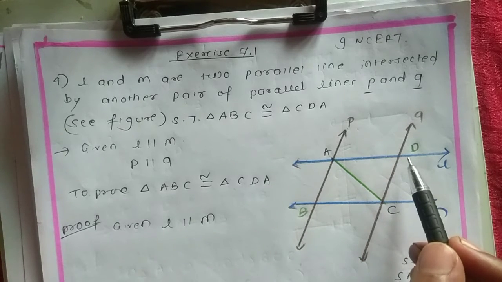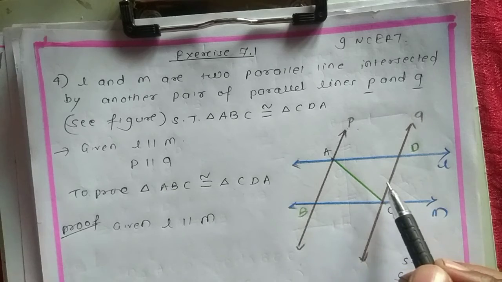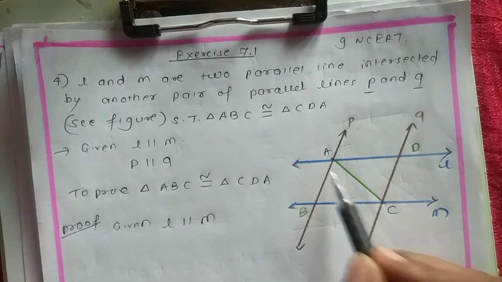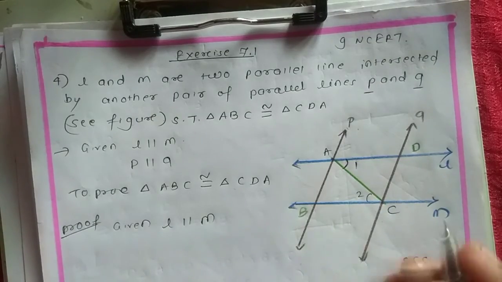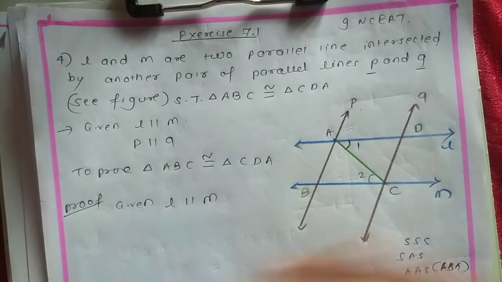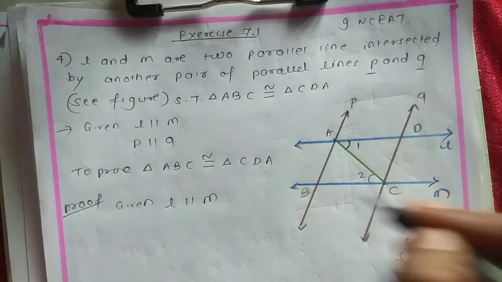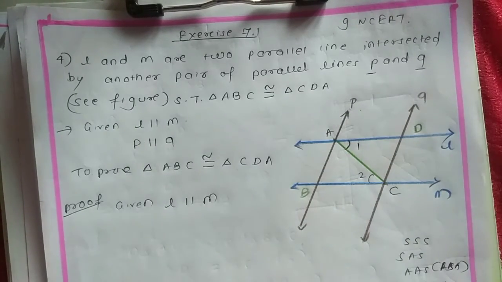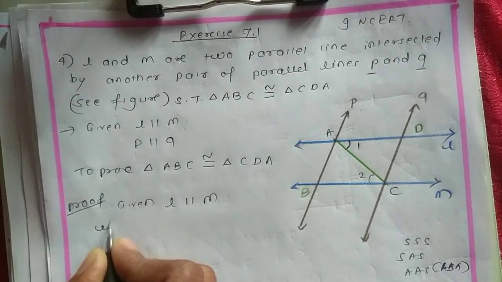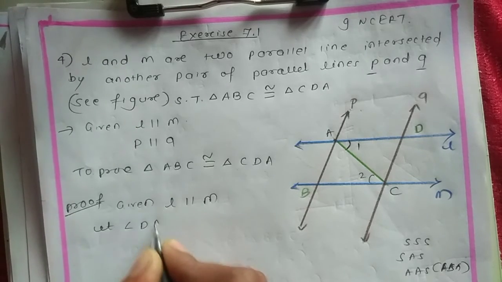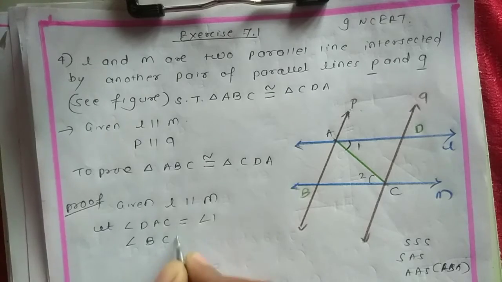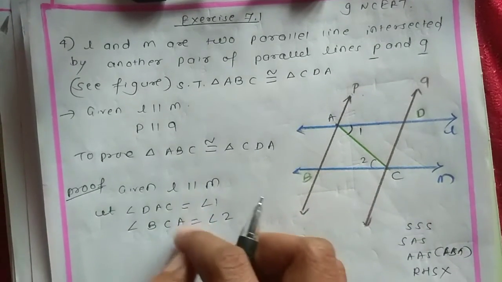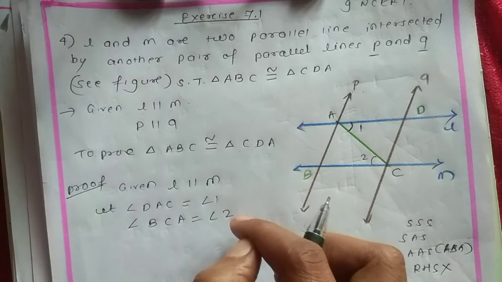So you can say here angle DAC and angle BCA. Let us name this as 1 and I'll name this as 1. That also we have to mention, because if you take full angle DAC, BCA, it will be confusing for you. So we'll take here, let angle DAC be angle 1 and angle BCA be angle 2. Instead of taking these two angle names, you can just take angle 1 and 2.